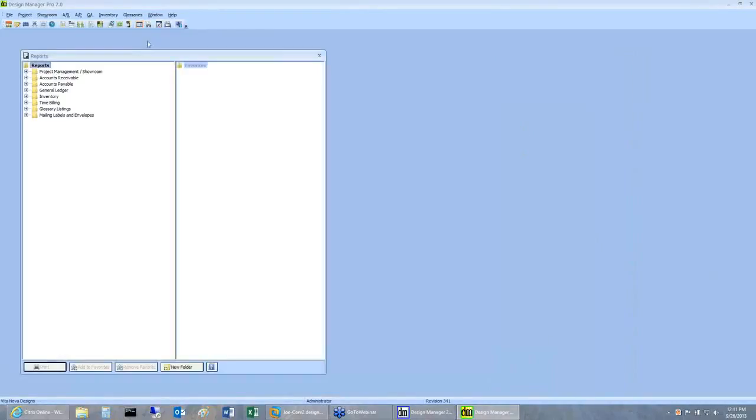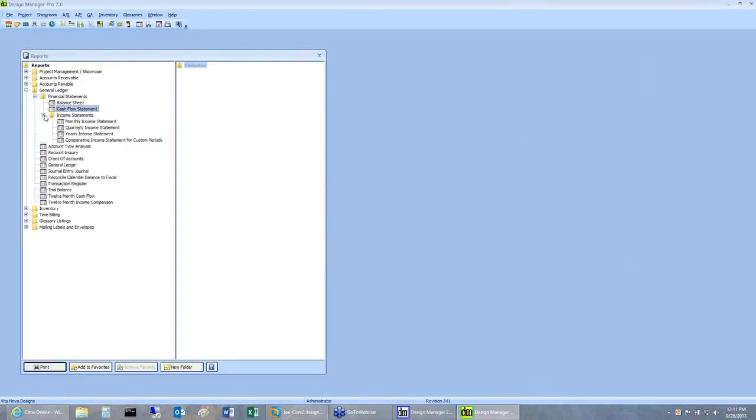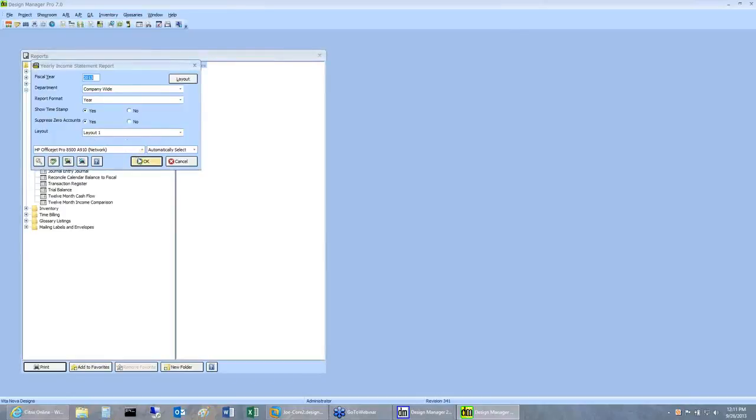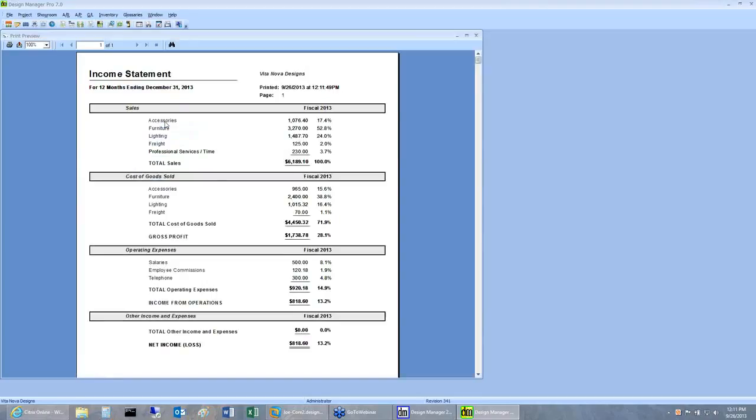If you go over to Design Manager Pro, you want to click on Reports, General Ledger, Financial Statements, and here you have your balance sheet, your statement of cash flows or cash flow statement, and your income statements. So let's start out by taking a look at the income statement or profit and loss. I'm going to print one up here. This is very simple data.